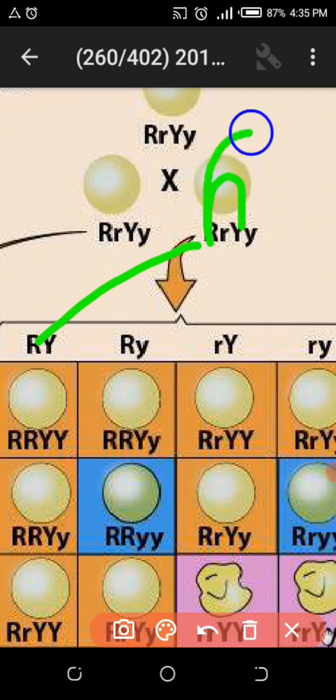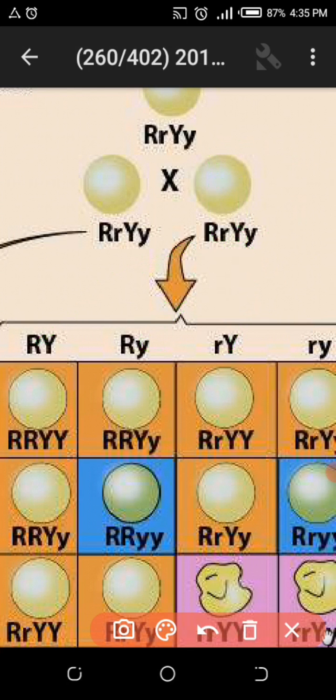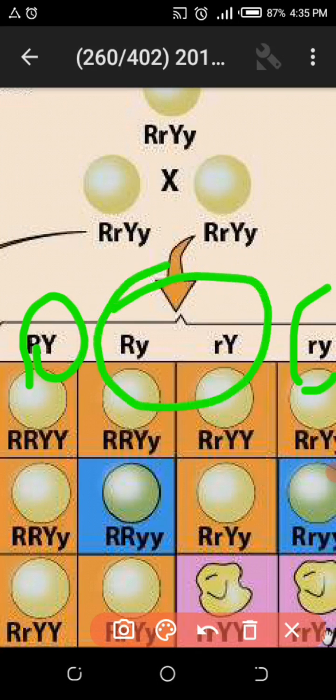Capital R has the chance to go with small y. That's why it went with capital R, small y. Small r, during formation of the gamete, had a chance to go with capital Y, so this chance was also availed by small r. Small r has the possibility to go with small y. If I rub this now, I will tell you which gametes are parental characters. Capital R, capital Y, they were the parental characters. Small r, small y, this is the parental character. These two are recombined genes.